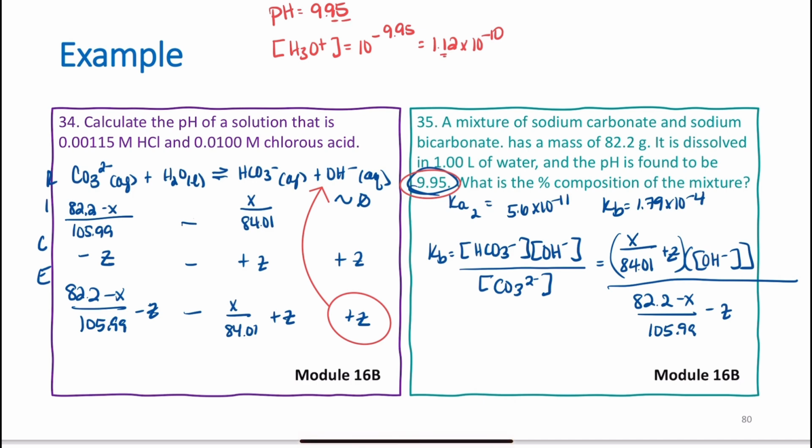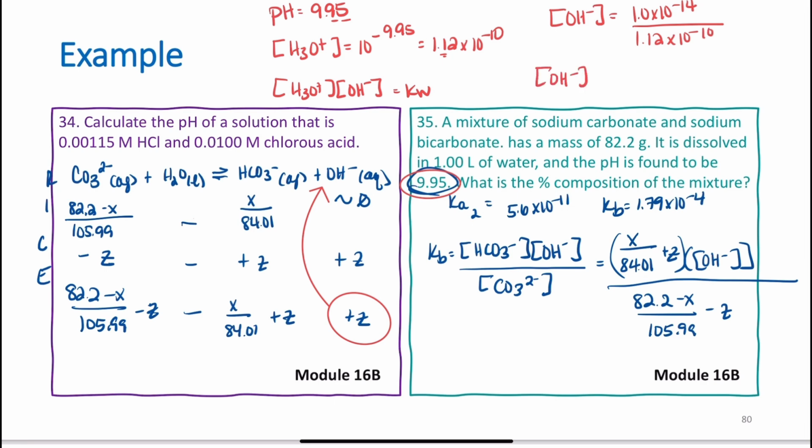Sig figs are here. That's two sig figs here, two sig figs here. But remember that hydronium concentration times hydroxide concentration is equal to Kw. So my hydroxide concentration is equal to 1.0 times 10 negative 14 over 1.12 times 10 to the negative 10, what I just solved for. So my hydroxide concentration here is 8.93 times 10 negative 5.